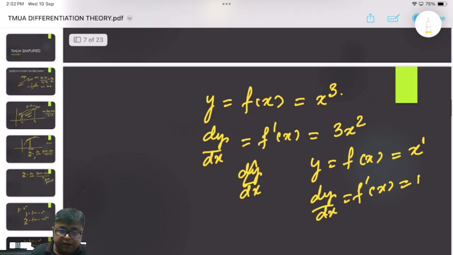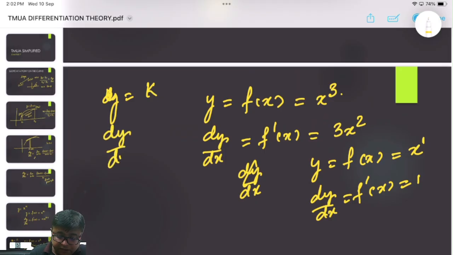Then if I have y is equal to a constant, say k, dy by dx of a constant will be 0. Just remember this. So these are some of the derivatives which you need to know, before we move on to anything else. But there are a few more things which I need to cover.